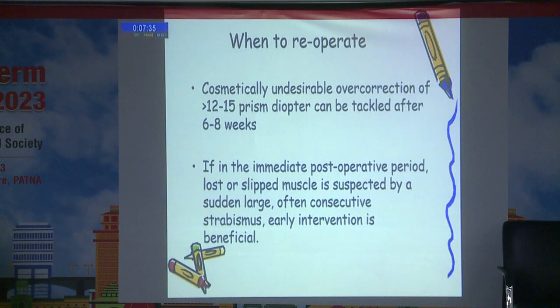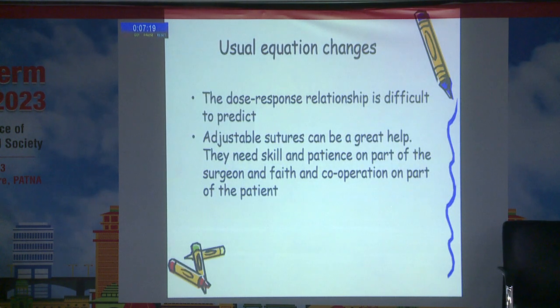Of course, if it is an overcorrection of more than 12 prism diopters, we will have to tackle it. And if it has happened immediately in the post-op period, if we suspect a slipped or lost muscle, then of course early intervention is beneficial. The sooner the better. But one of the things we have to understand while doing resurgery is that the dose-response relationship is difficult to predict. So this is where adjustable sutures are a great help.